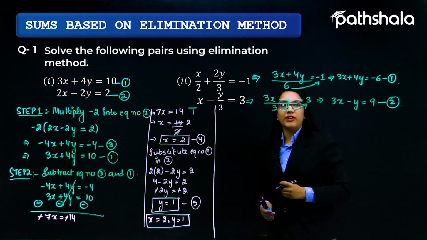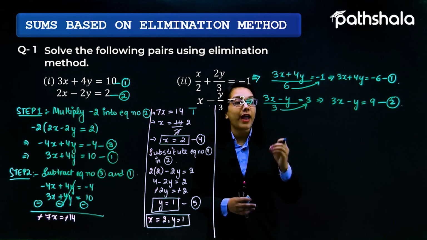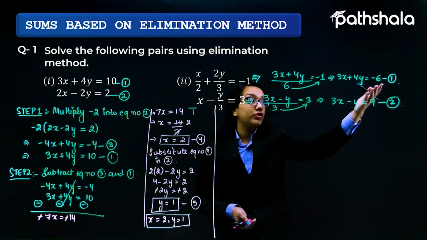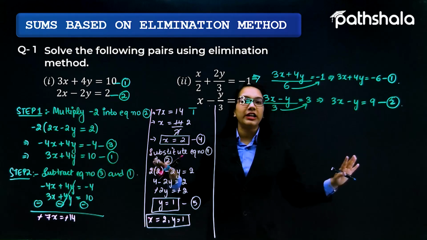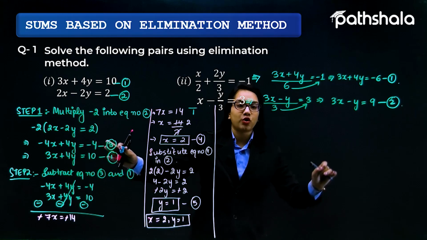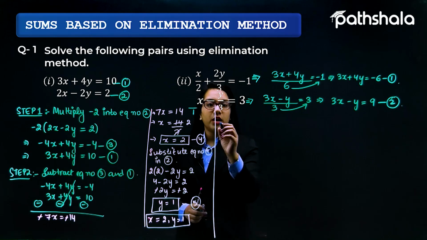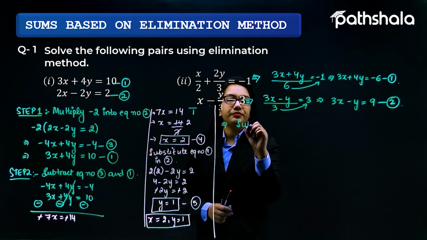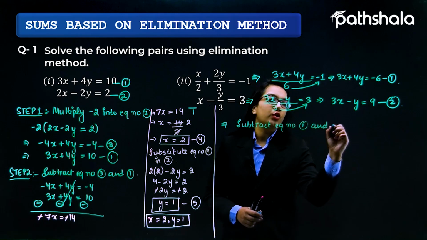Now first of all, as we can see, both of these equations do have the coefficient of x as similar. As we can see over here, we have 3x plus 4y which is equal to minus 6, and 3x minus y is equal to 9. So there is no need for step number 1, because we do know that the coefficient of the variable x in both of these equations is similar. So now in order to solve this, we have to subtract equation number 1 and 2.